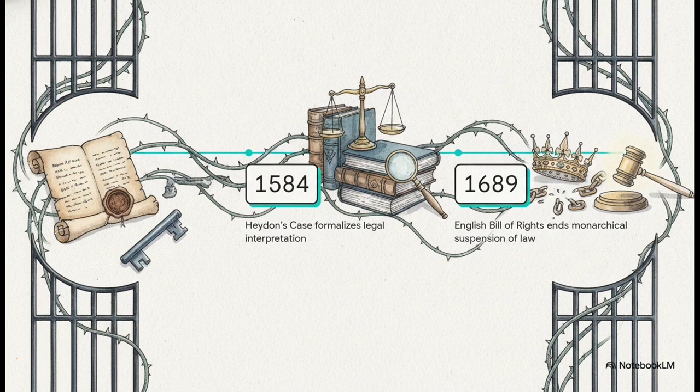Back in 1215, the Magna Carta instituted the law of the land principle, protecting people against arbitrary imprisonment. Fast forward to 1584, Heydon's case formalized exactly how laws should be interpreted to prevent mischief. And then the 1689 English Bill of Rights made it flat-out illegal for the monarch to suspend laws without Parliament's consent. We are seeing a progressive locking in of legal boundaries here, which is the exact opposite of absolute unbridled will.